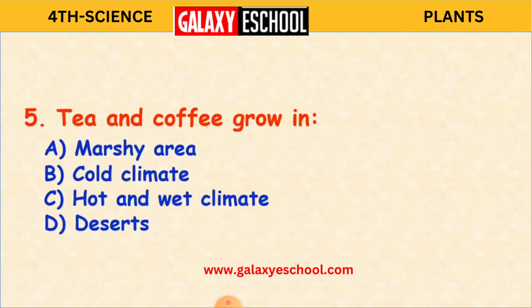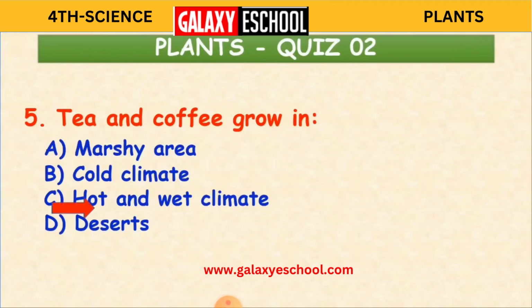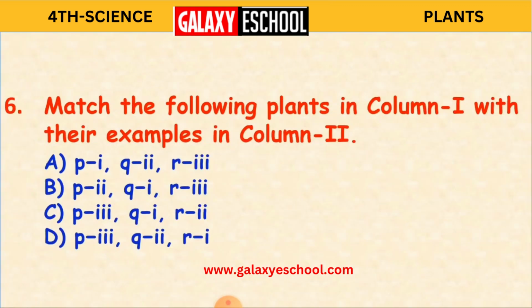Again the next question: tea and coffee grow in... Tea and coffee plants grow in hot and wet climate areas. Okay, children? Then the next question: match the following plants in column 1 with their examples in column 2.